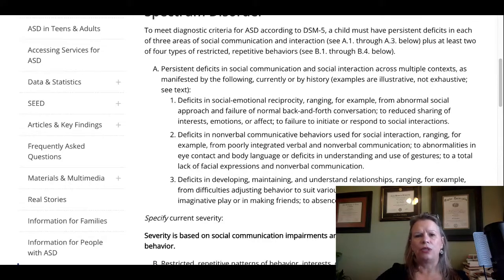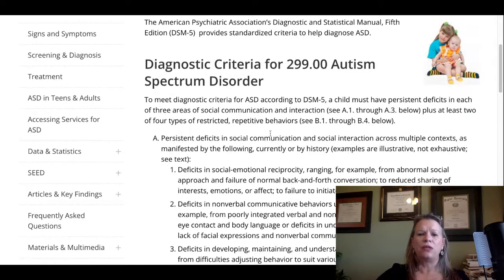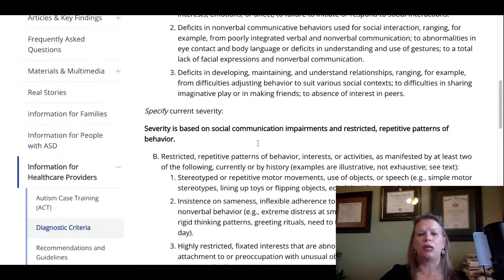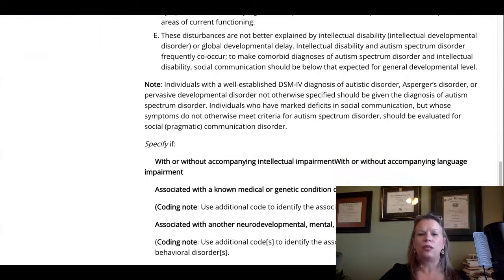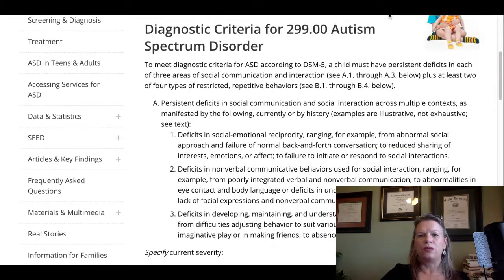I do, again, want to encourage you to look through the diagnostic criteria, because so much of the diagnostic criteria is really based on not just communication, but on social communication, on reciprocity, and on some of the behaviors that individuals experience. Again, these are not something that show up later. This is something that's a neurodevelopmental disorder.